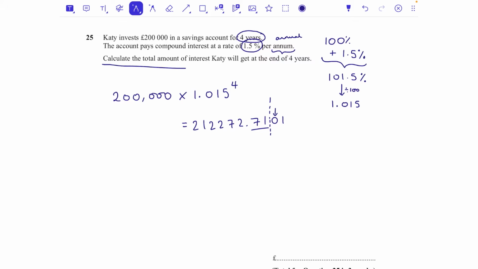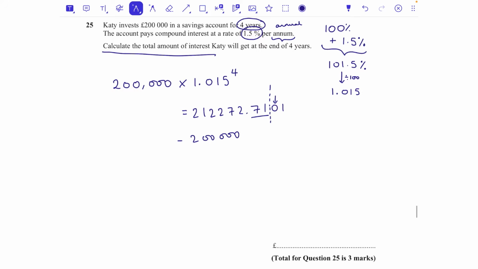It said calculate the total amount of interest. So we actually now need to take the 200,000 that she originally put in back off. So therefore, in total, the total amount of interest that she got was £12,272 and 71 pence. You would have lost a mark for not doing that final step. All about checking the question, reading the question, making sure you're doing what they're asking of you.